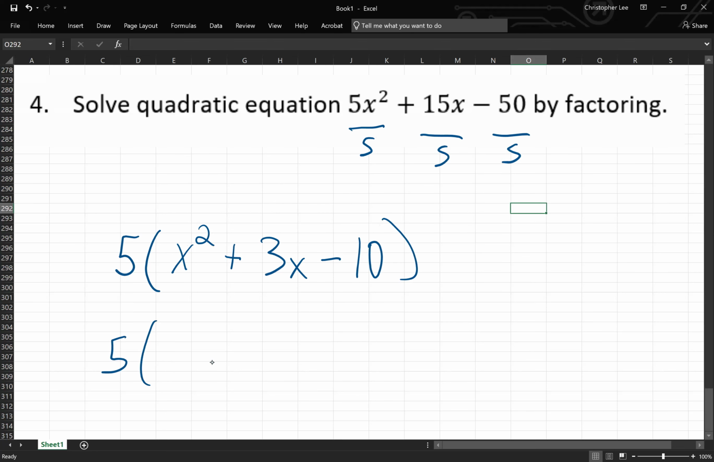Now, let's give me the answer. I have an x squared, right? So there's an x here and an x here. I need two numbers that when I multiply them will give me a negative 10, and when I add them together will give me a positive 3. What are they? Okay, so I heard 5 and 2. Which one's negative? Which one's positive? Minus 2, and this is positive. Good. How'd you know that?